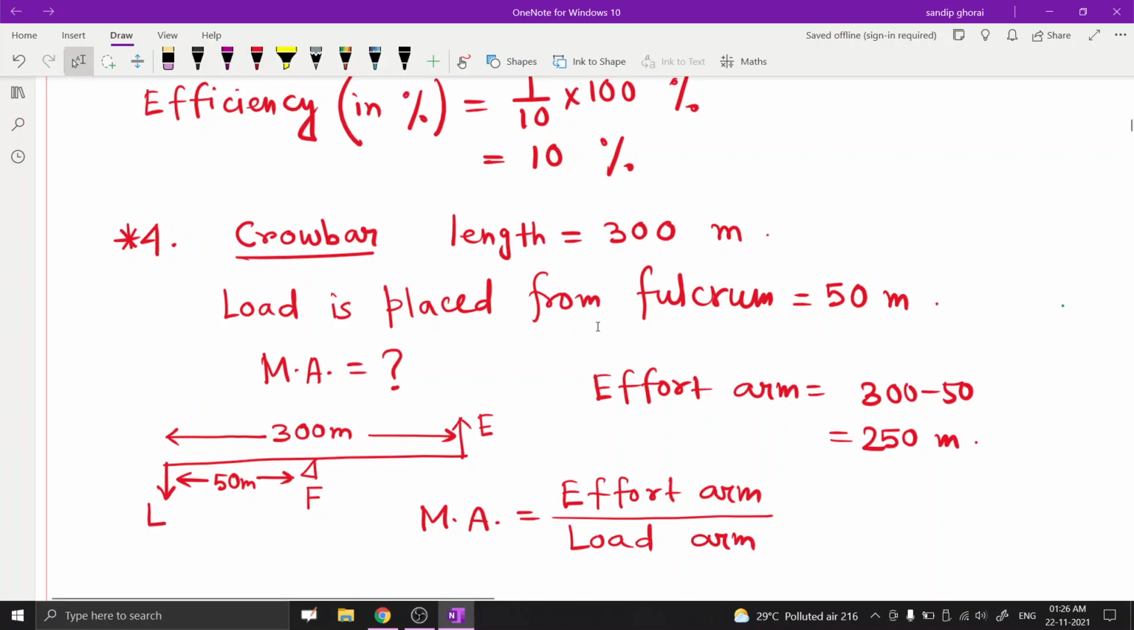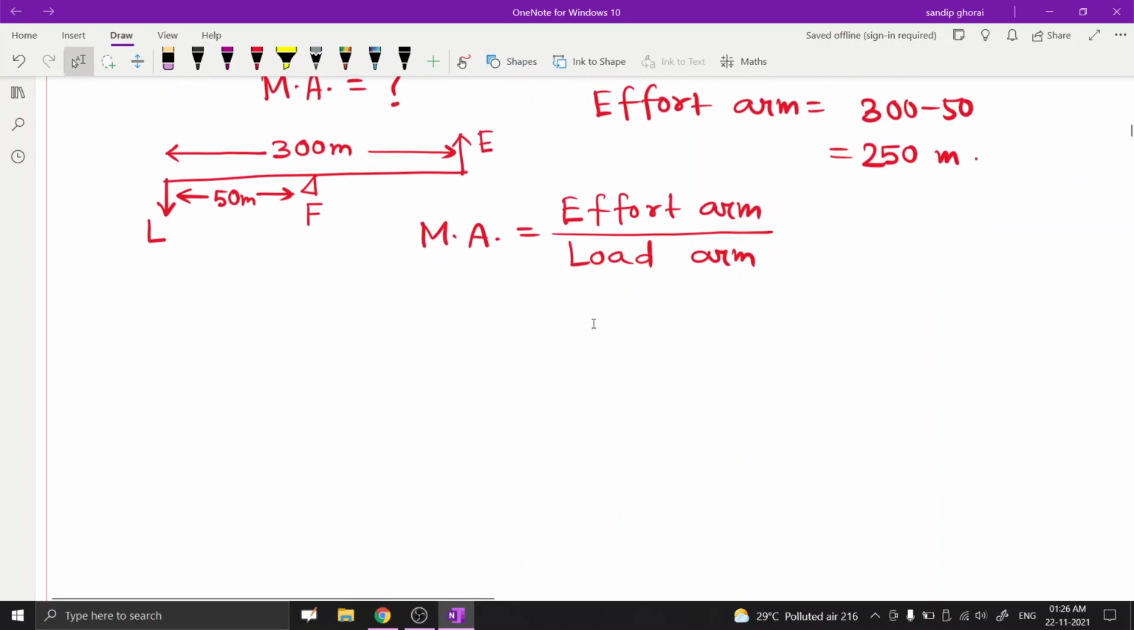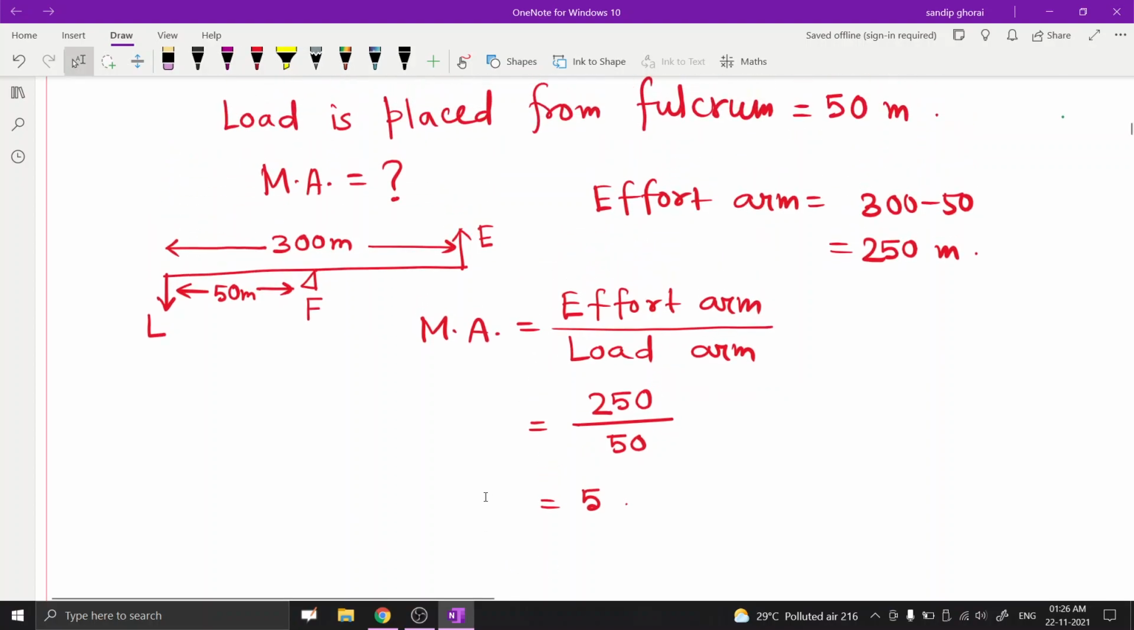Now we place the values. What is its effort arm, 250, and what is its load arm, that is 50. So the answer is we get 5. The mechanical advantage of the crowbar is 5.